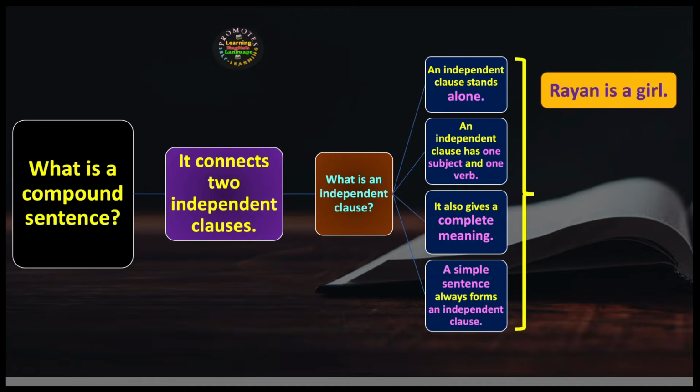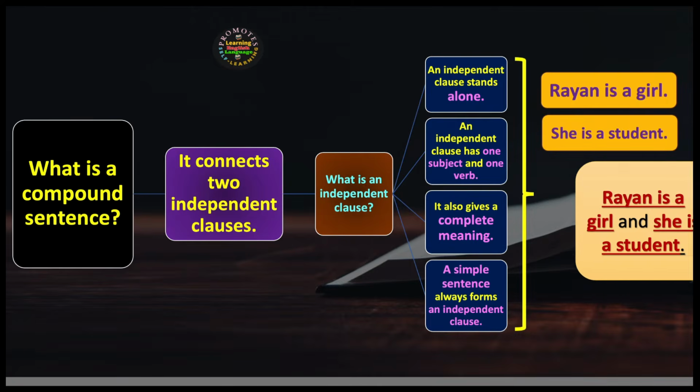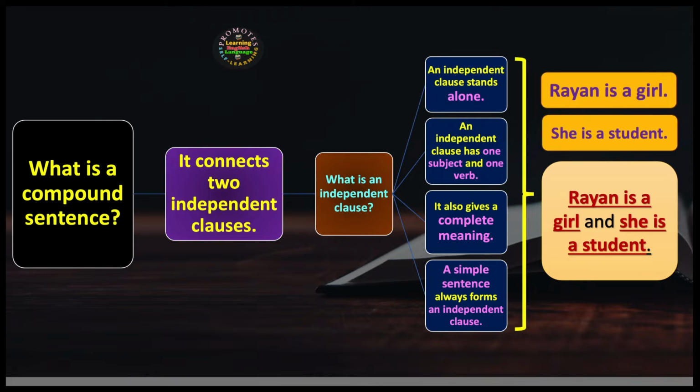How? Let's see with an example. Rayyan is a girl. Simple sentence, because we have a full stop, complete meaning, one subject and one verb. She is a student. An example of a simple sentence, complete meaning, one subject and one verb. Now, when I connect these two sentences with a coordinating conjunction, like Rayyan is a girl and she is a student. So here, Rayyan is a girl is an example of an independent clause because it is a part of this compound sentence. Likewise, she is a student is also an example of an independent clause.